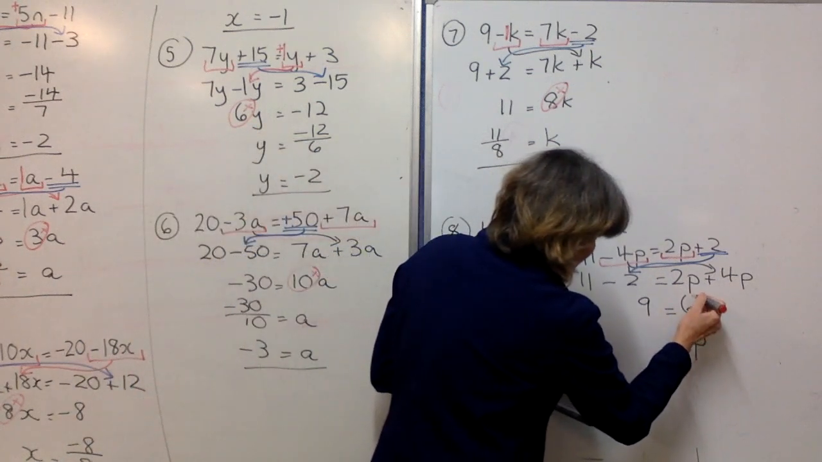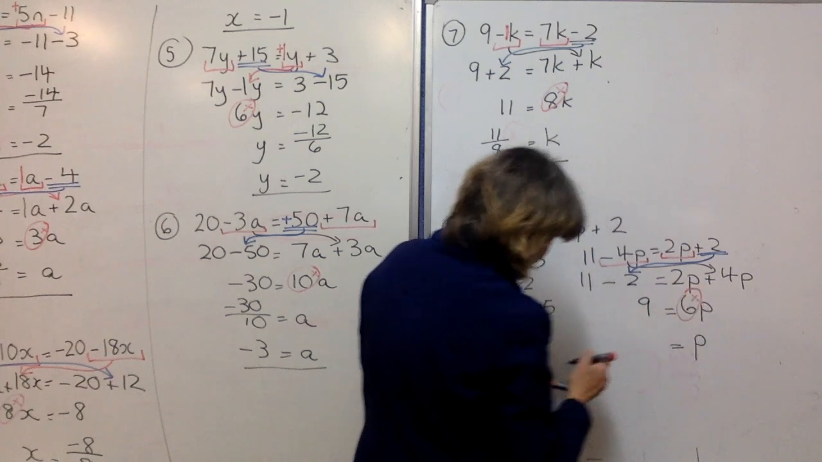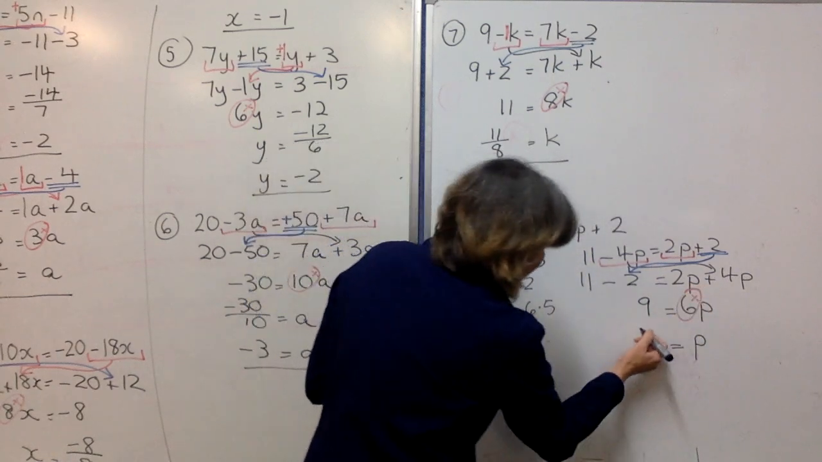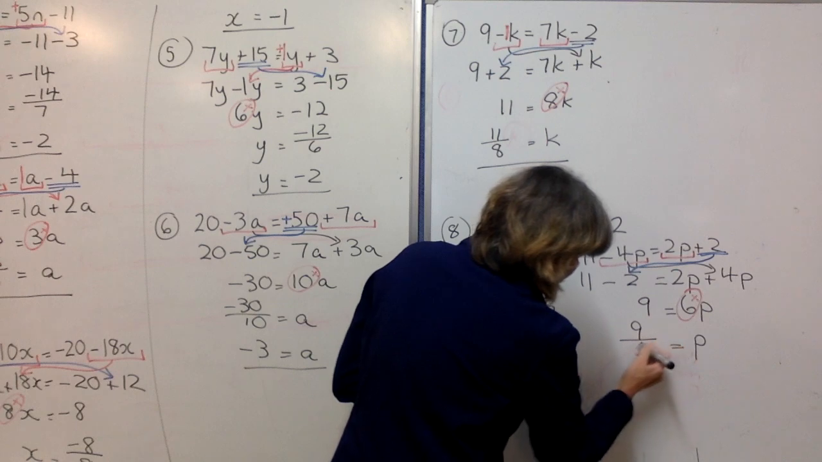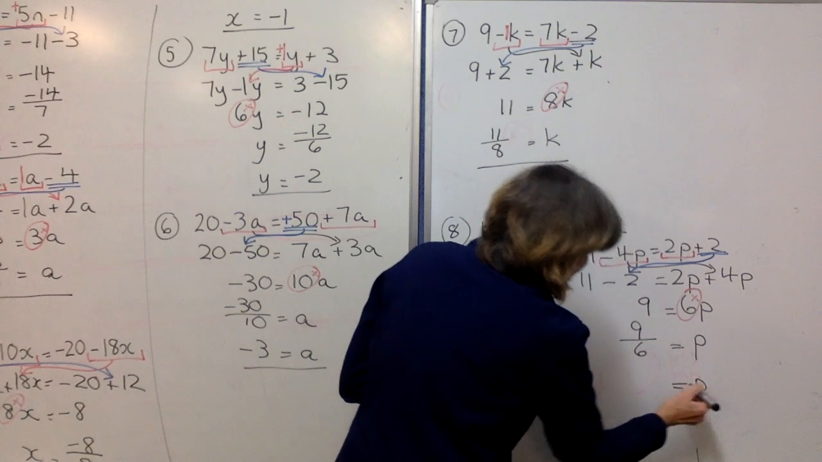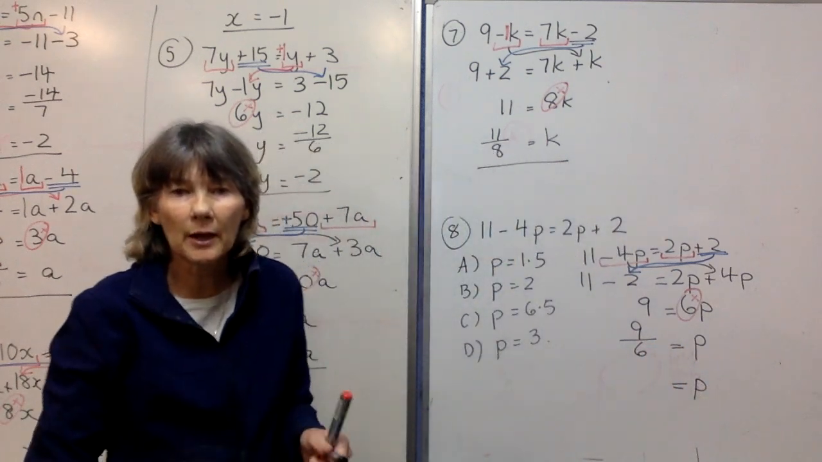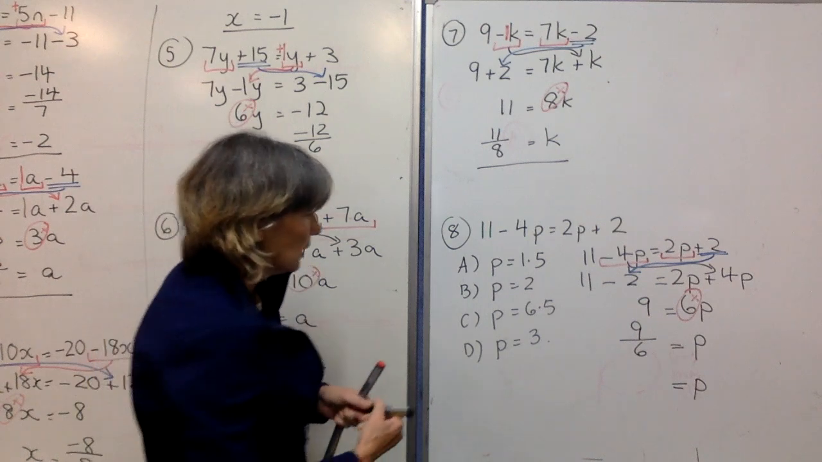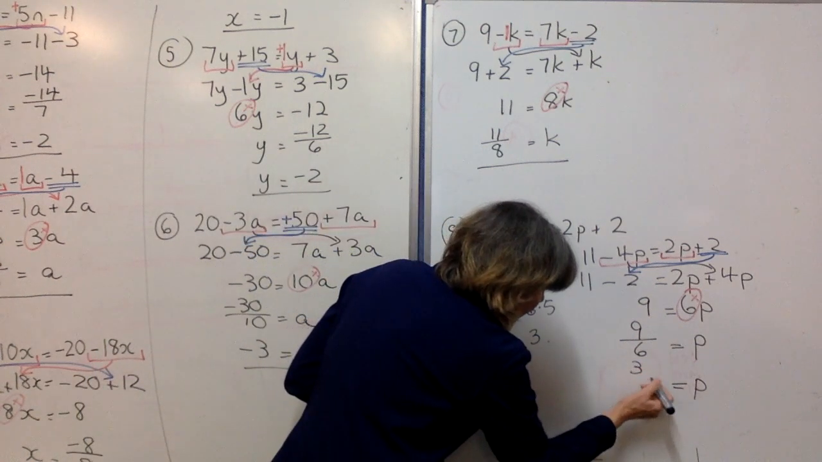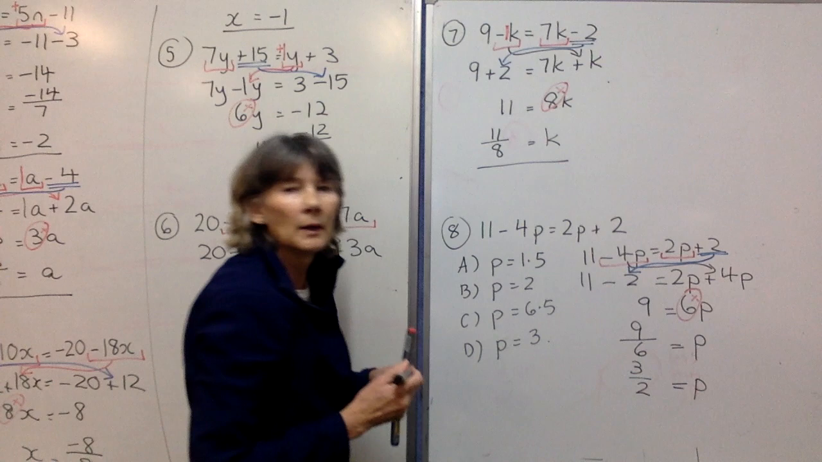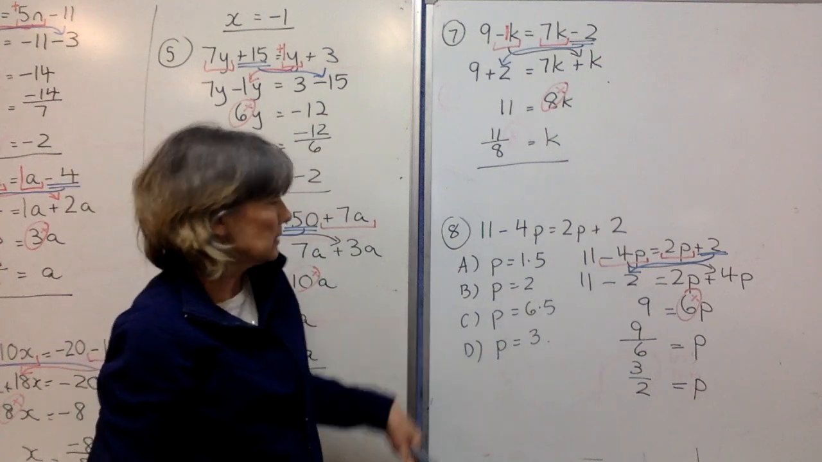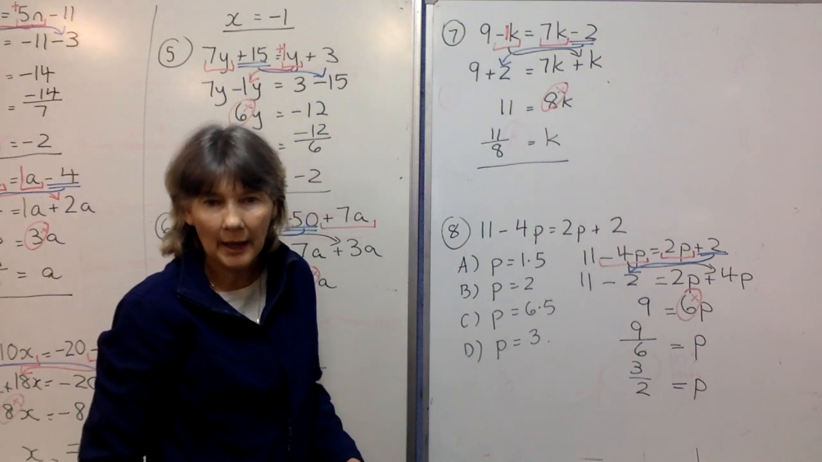So we're getting rid of times 6. So we come over to the left and we have 9 over 6. And if you put that in your fraction key on your calculator and press equals, it will give you 3 over 2. Now at that point you're looking at these answers going, well, none of them say that.